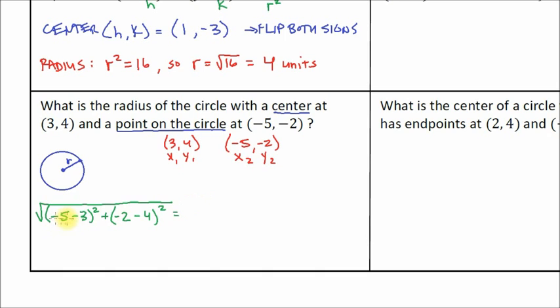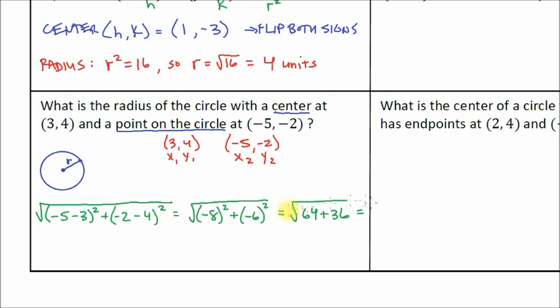And that's going to be negative 5 minus 3, which is negative 8 squared. Negative 2 minus 4 is negative 6 squared. Let's put a square root over that now and simplify. The square root of negative 8 squared is 64. Remember, when you square a number, it always turns positive. And negative 6 squared is 36.